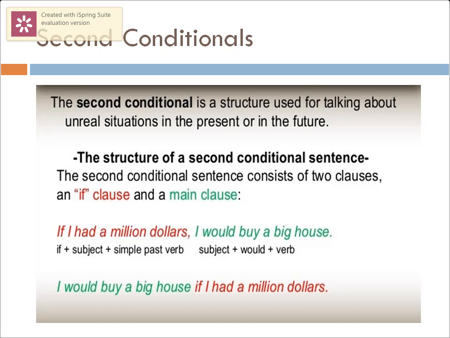Right. So the second conditional is a structure used for talking about unreal situations, imaginary situations in the present or in the future. So understand this carefully. They are talking about imaginary situations in the present or the future. Now the if clause and the main clause, as any conditional sentence will have. The if clause has the verb in the simple past, and the main clause will have would plus the simple present of the verb. I would buy a big house if I had $1,000,000.